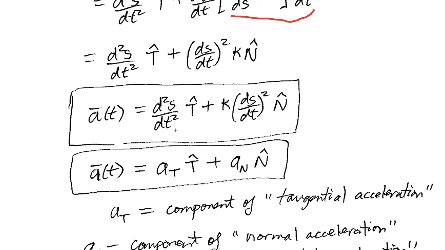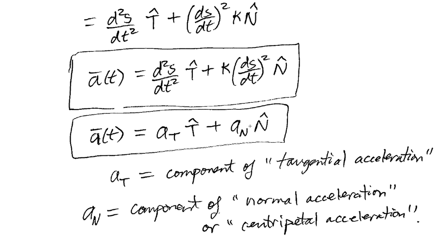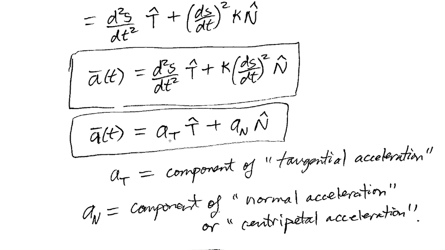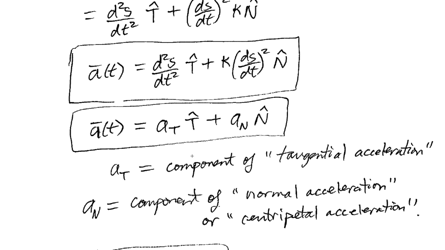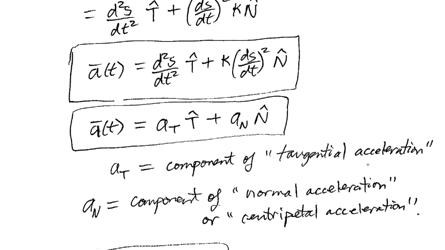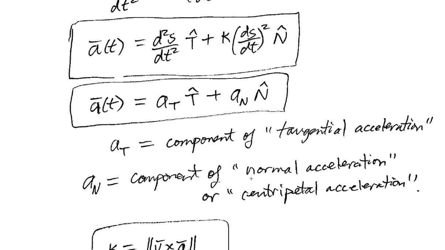Here's my formula for acceleration. Put it all together. Acceleration is the second derivative of arc length with respect to time, t hat, plus kappa ds over dt squared n hat. ds over dt is really the speed. Some people write it this way: acceleration is a sub t, t hat, plus a sub n, n hat. These are the tangential component of acceleration, and the component of normal acceleration or centripetal acceleration.